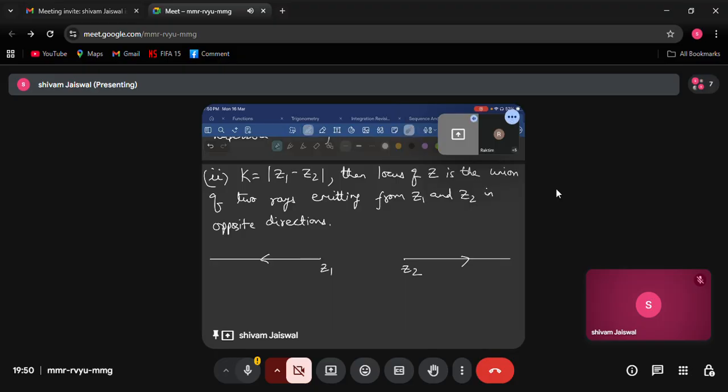Now you see, if z is lying over here, this is z minus z2, and this is z minus z1, right? So what is mod of z minus z2 minus z minus z1? It will be z1 minus z2. Are you people able to see? If z lies over here in this ray or here in this ray, you'll get the same thing. Tell me, is it clear to everyone? If there's anyone having any doubt, you can ask me.